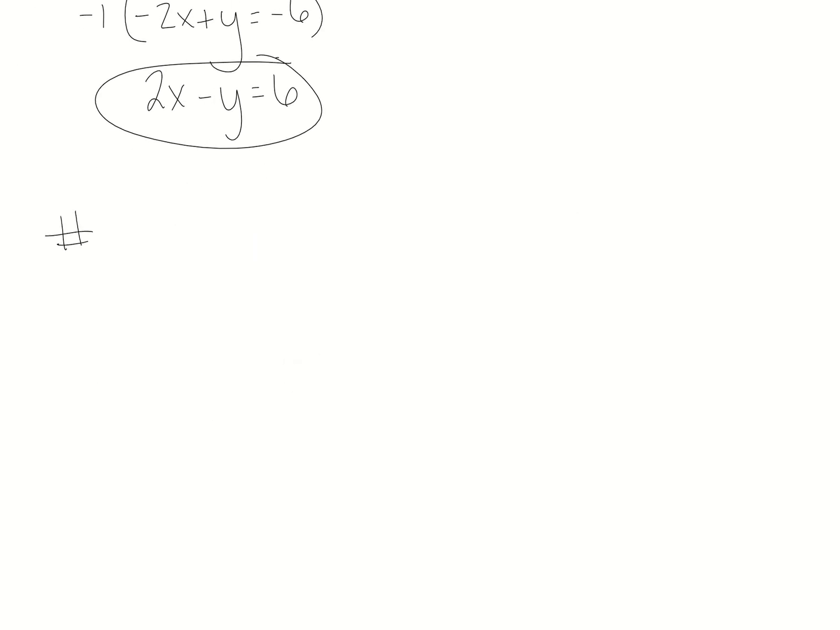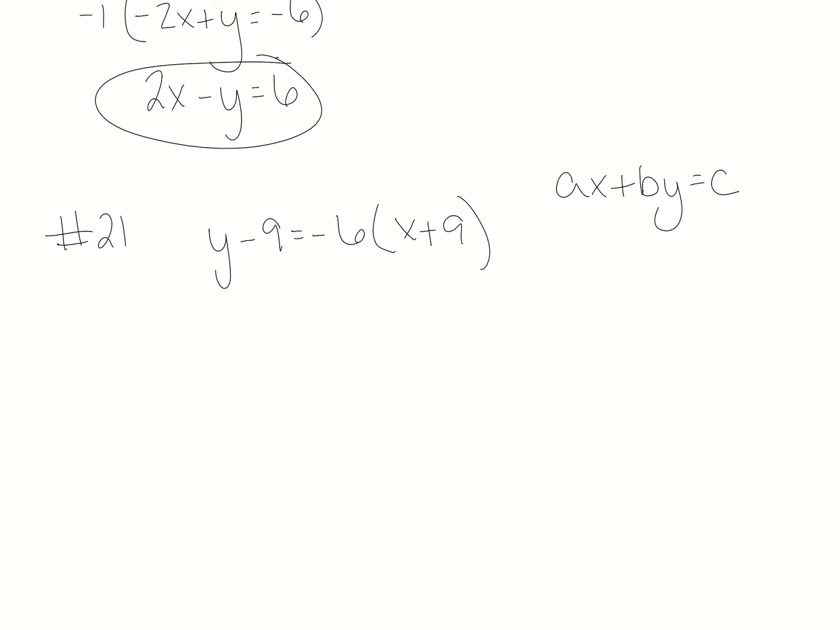Sorry, I'll start making my 2's more like this. Number 21 was y minus 9 equals negative 6 times the quantity x plus 9. So remember, your standard form is ax plus by equals c. C's are your constants again, which means just numbers, no variables. And your a term and your b term have to be whole numbers, and a cannot be negative.